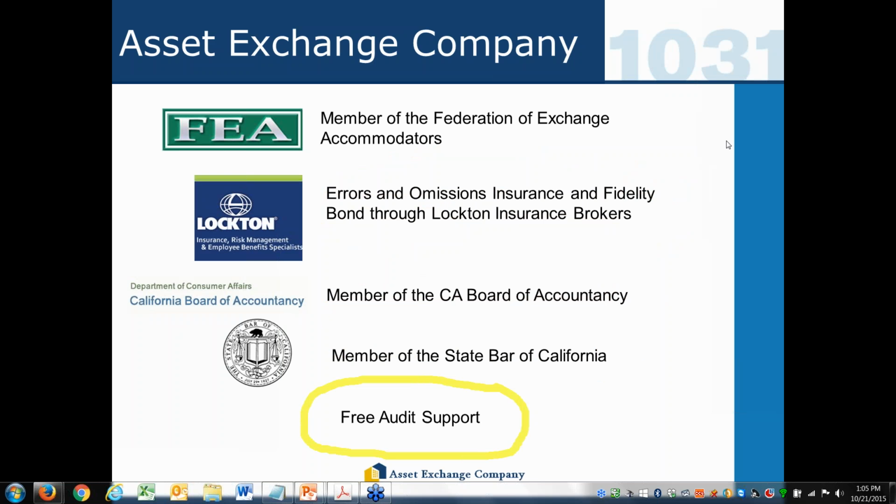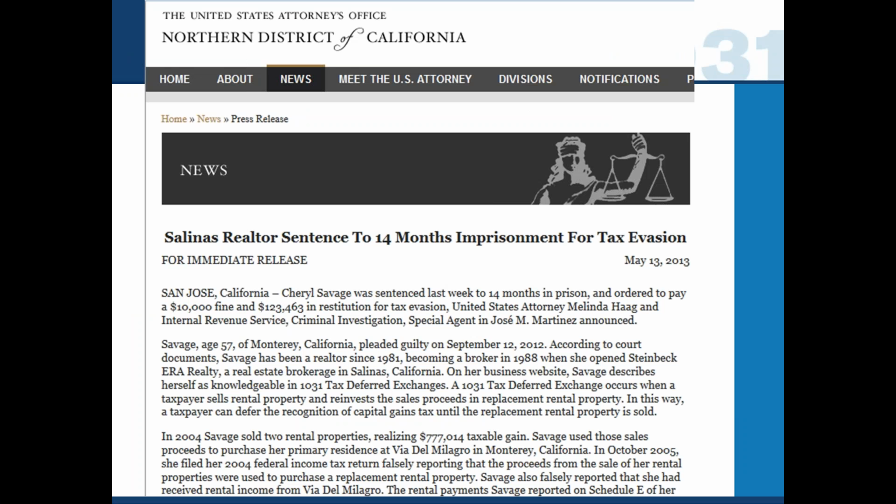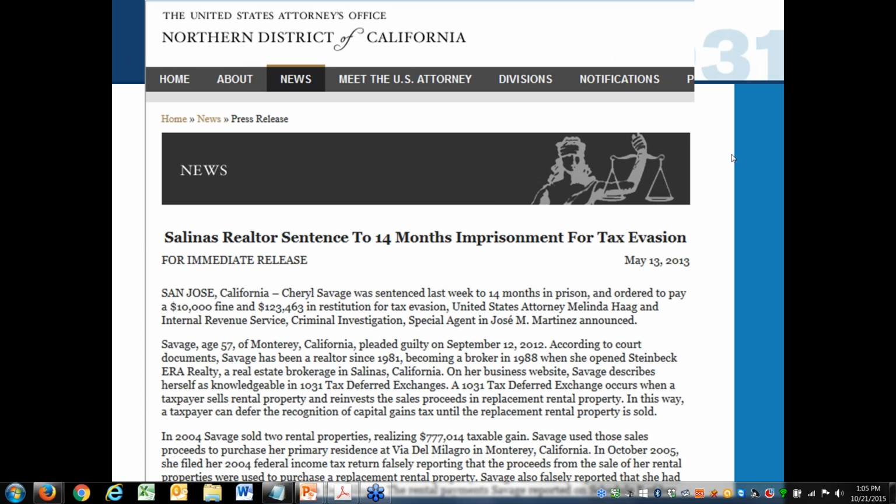One of the things that happens when you do a 1031 exchange is you need to follow the rules. If you don't follow the rules and you get audited, the government's going to disqualify your exchange. Not only could the government potentially disqualify the exchange, but they can make you pay penalties, fines, and because we are dealing with tax law, if you are found to be in violation of the tax law, they may throw you in jail for tax fraud or tax evasion.